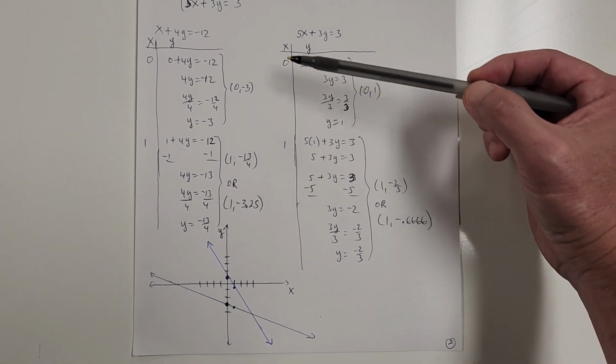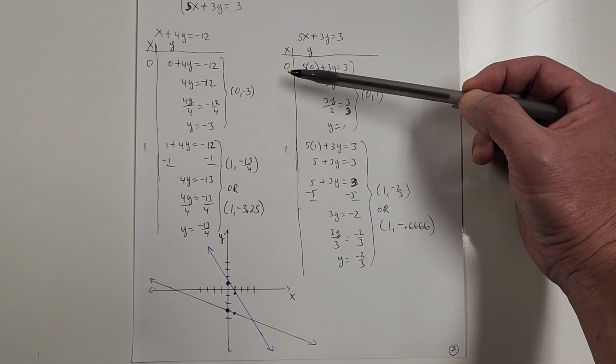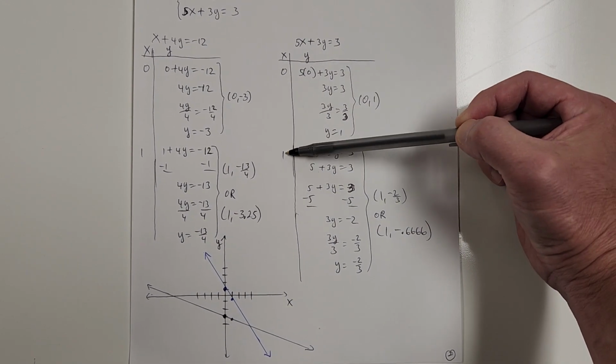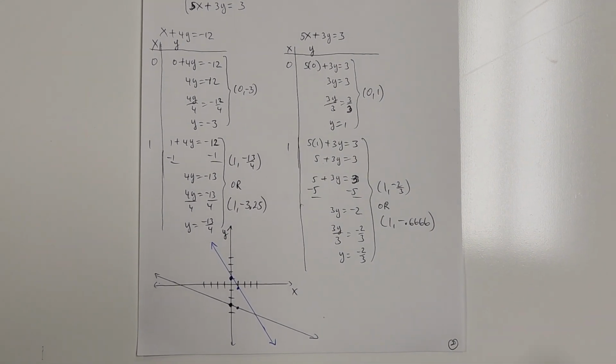Again, you can choose any x you want, but it is best to choose 0 and 1 because it's easier.